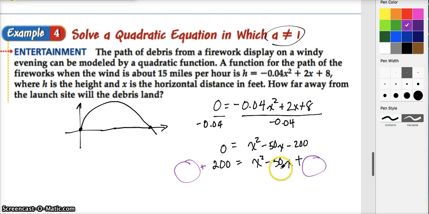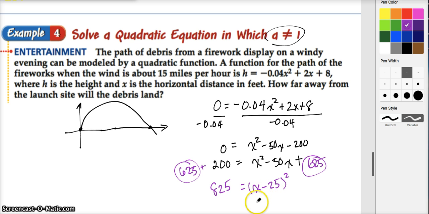What value will complete the square here? We told you that if you take the b term and cut it in half, you get 25, and then you square it. That's how you write a perfect square trinomial. So this cut in half is negative 25. Negative 25 squared is 625. What I do to one side, I have to do to the other. So this side will now become 825. And this side we can factor as x minus 25 quantity squared, right?